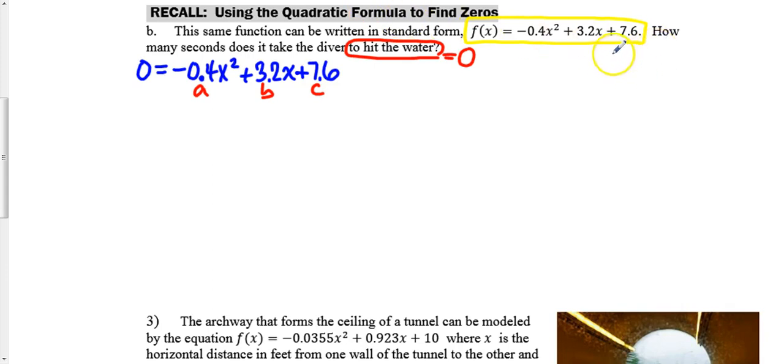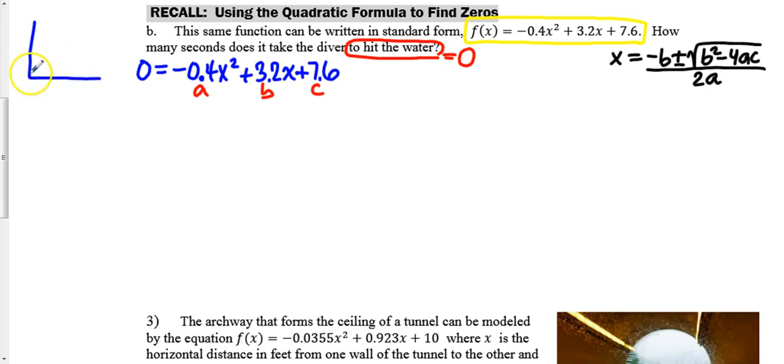So once again, if it helps, I'll put this off to the side. Negative b plus or minus square root of b squared minus 4ac, all divided by 2a. And before I ask you to press pause and solve this, let's just understand again why we need to use quadratic formula here.